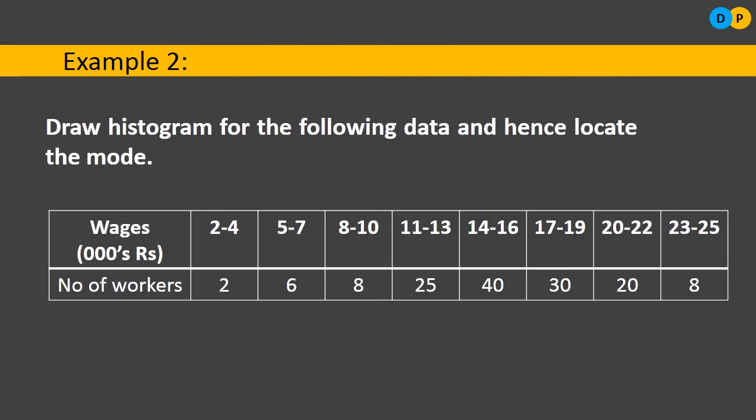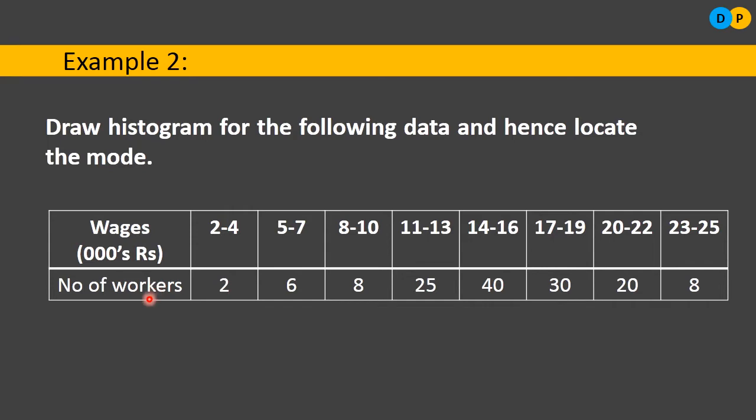Now let us consider the second problem. Draw histogram for the following data and hence locate the mode. What we need to do in this problem is first draw the histogram, and via the histogram we need to locate the mode, that is the Z value. What is mode? Highest frequency.